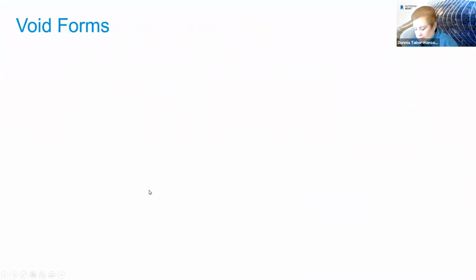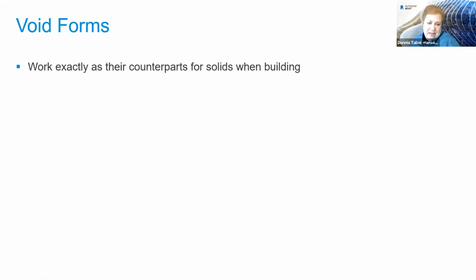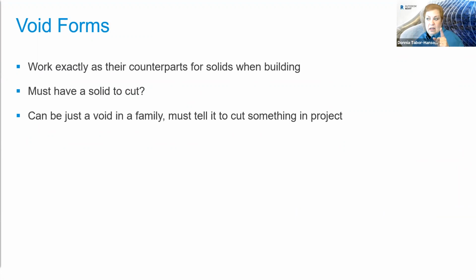The voids, we're going to go through all the voids. No, we're not going to go through all the voids. They work exactly as their counterparts do. When you're building them, the rules are all the same. But the void must have a solid to cut. But a void can be the only thing in a family. But when you load it into a project, then you have to tell it to cut something.